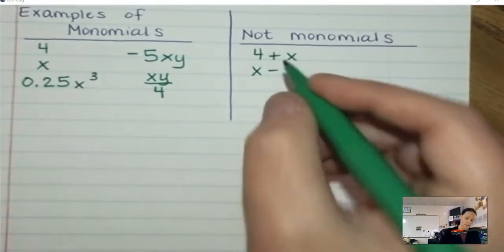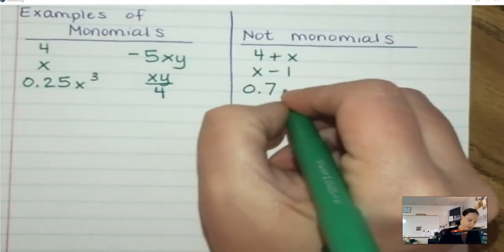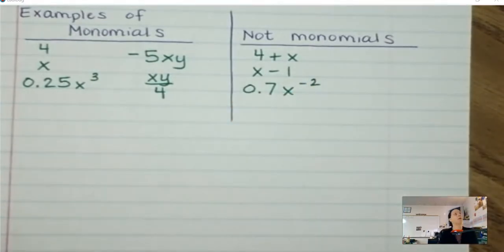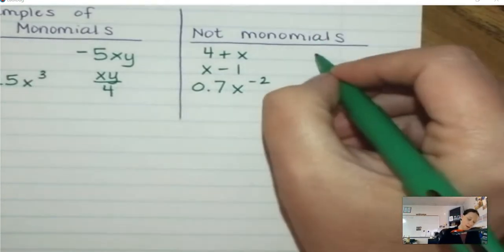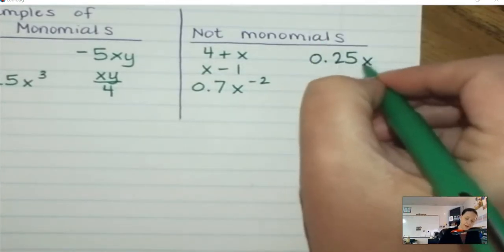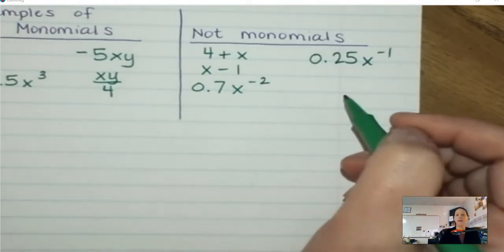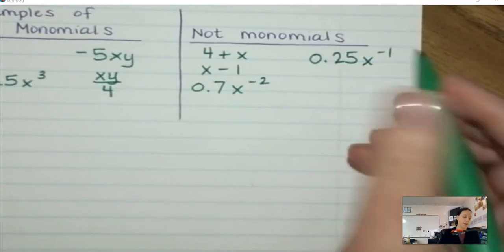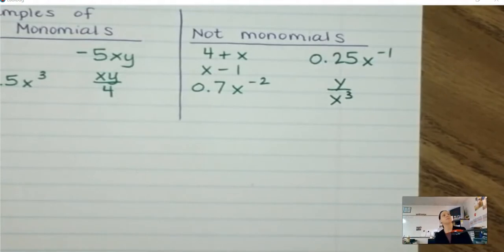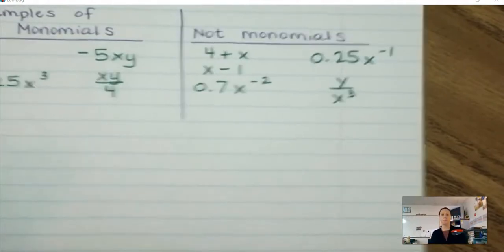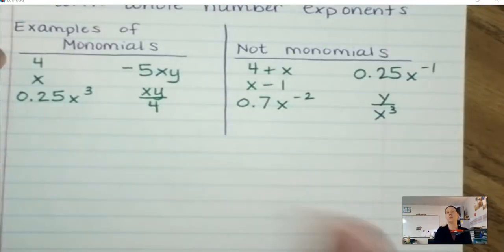That's not a monomial. Having a negative on the exponent, so something like 0.7 x to the negative second power. I can't have a negative exponent. 0.25 x to the negative first power. That's not a monomial. I also cannot have fractions where the variables are the denominator. They can't be on the bottom. So y over x cubed. That's not a monomial. Okay, so there's examples of monomials, and then these we're just going to call not monomials for right now.